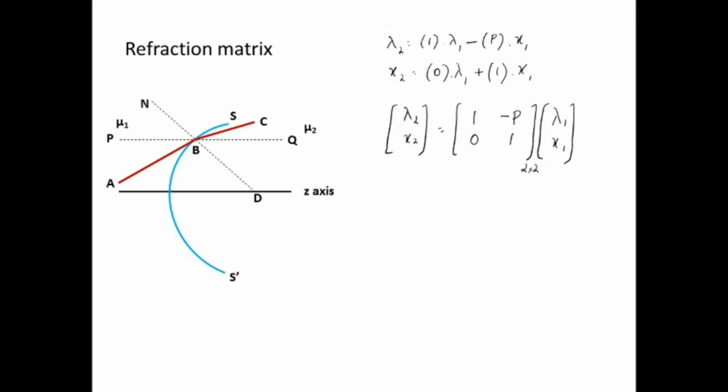By property, the determinant of the matrix R is equal to 1. If you take the determinant, you can see it is 1.